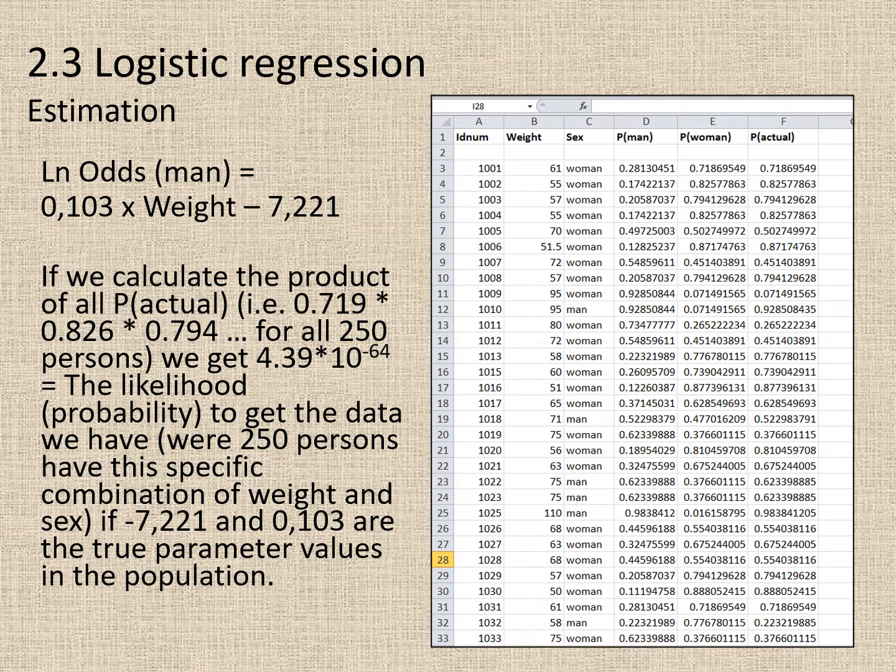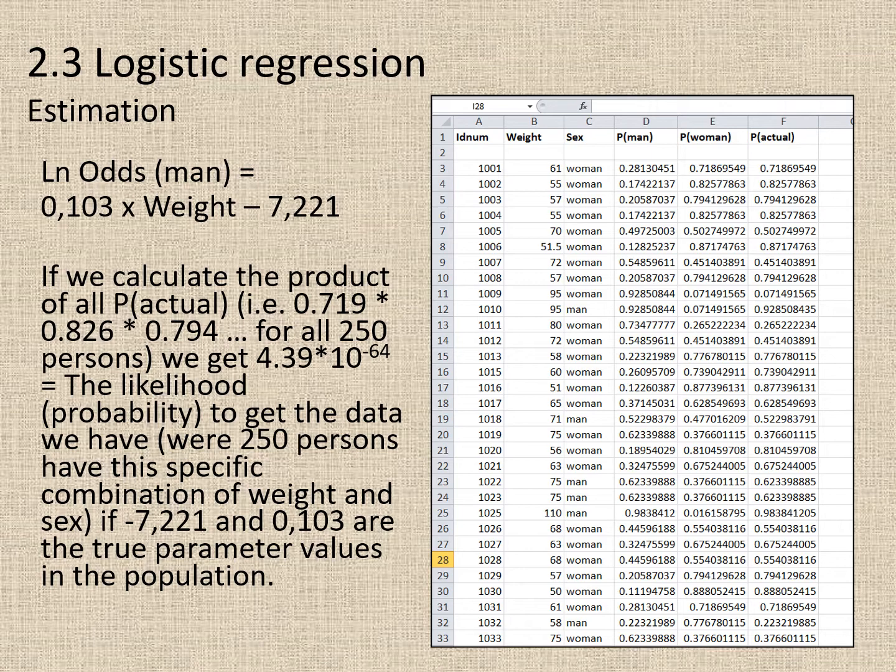And here I have probability actual. In this case, this person is a woman. And the probability of her being a woman, according to this calculation, is 72%. So here it says 72%: the probability of her actually having the sex she has, according to our calculation.